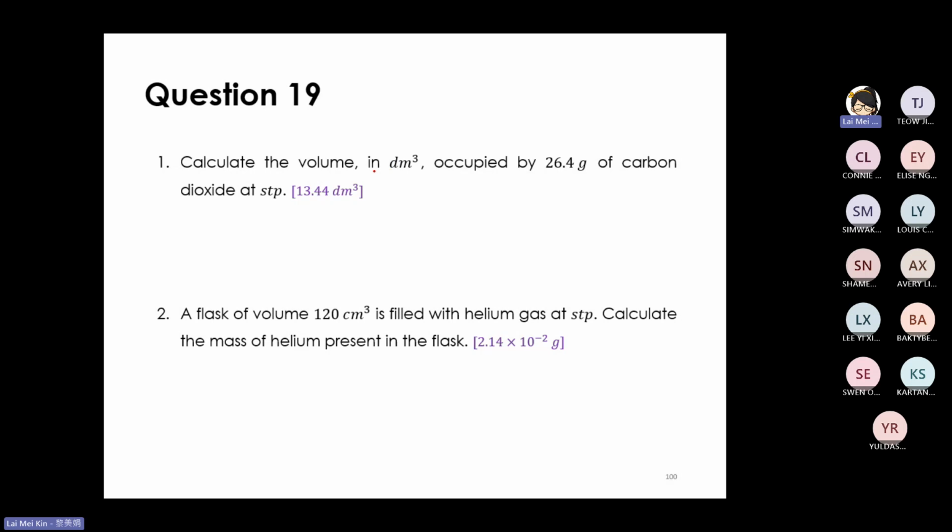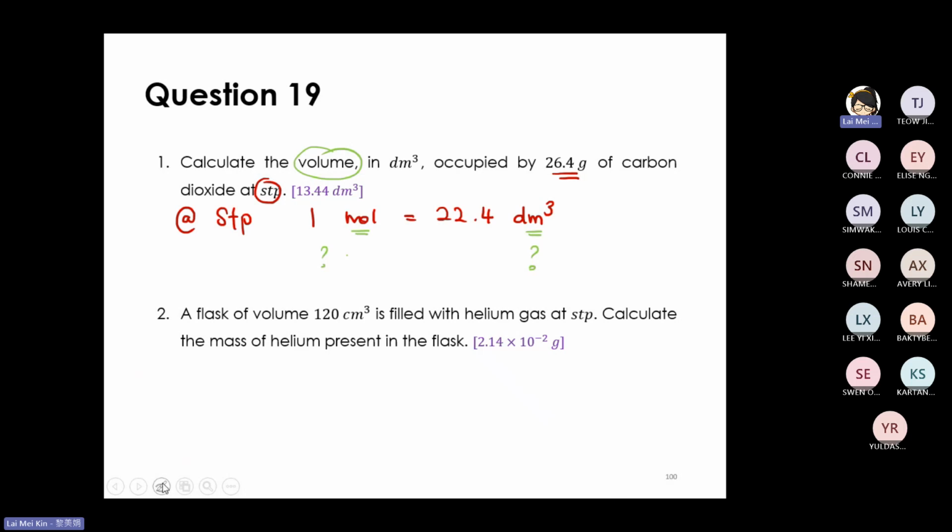Okay, what is the volume occupied by 26 grams of carbon dioxide at STP? If you have no idea, you can start with: at STP, 1 mole occupies 22.4 decimeter cube. Now when you have written at least one relationship, you need to find the number of mole for you to get the volume. The question wants the volume, so you need to first find the number of mole.